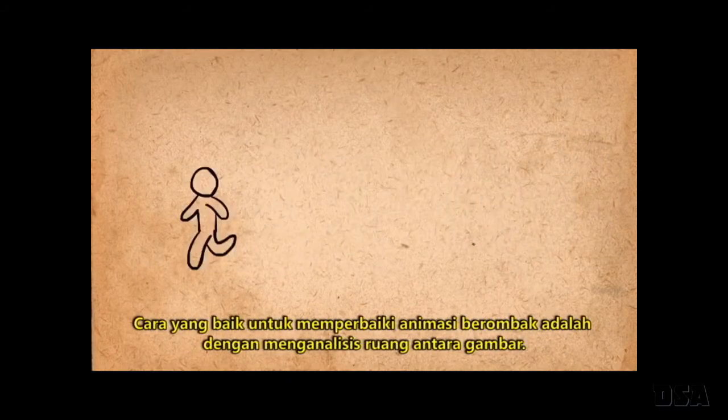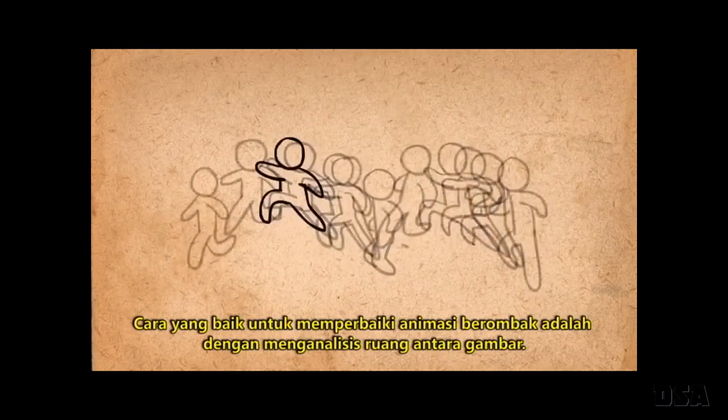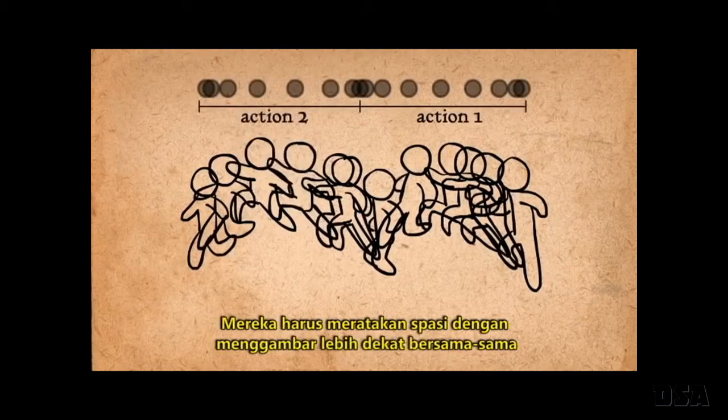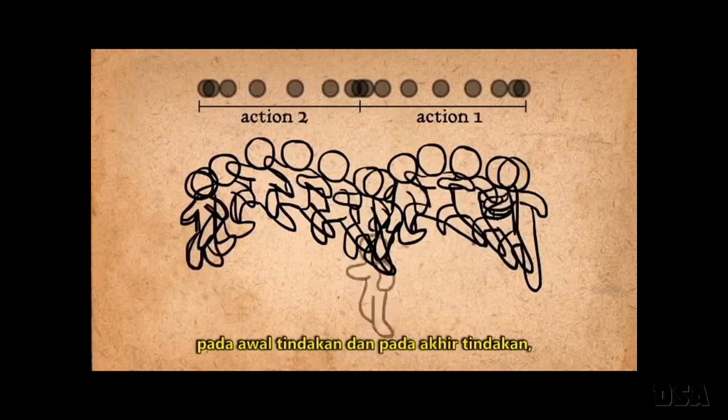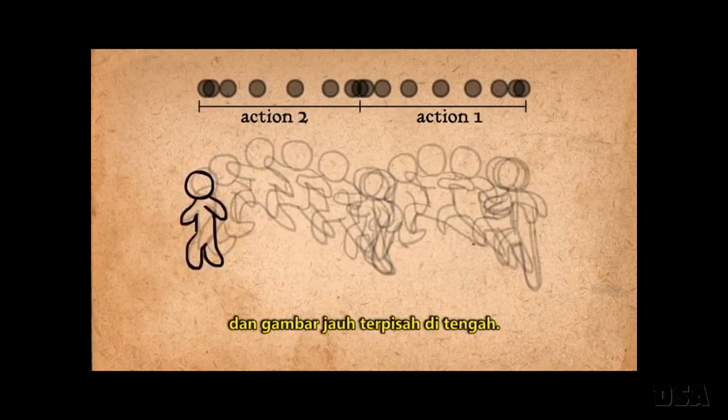A good way to fix a choppy animation is to analyze the space between the drawings. They should be evenly spaced, with drawings closer together at the beginning of the action and at the end of the action, and drawings farther apart in the middle.